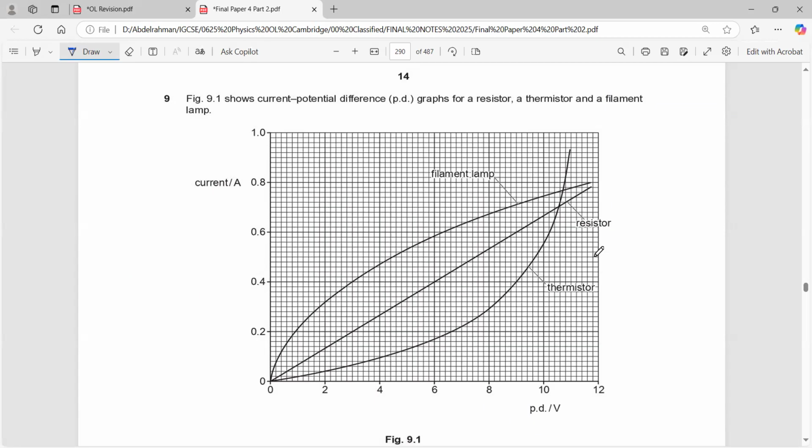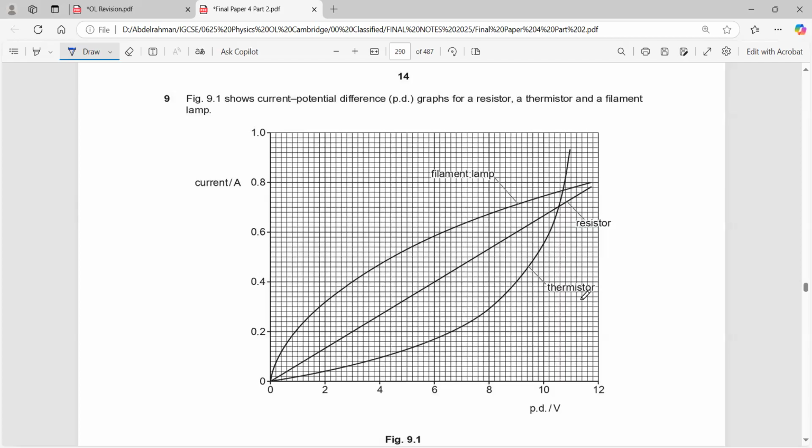Figure 9.1 shows the current potential difference graphs for a resistor, thermistor, and a filament lamp. This is a really nice graph actually. You have the current-potential difference graph for the filament lamp, the resistor, and the thermistor, which quite clearly shows that the filament lamp has an increasing resistance, the resistor has a constant resistance, and the thermistor has a decreasing resistance.